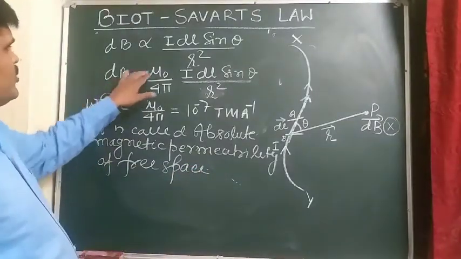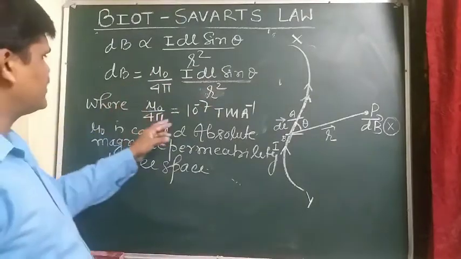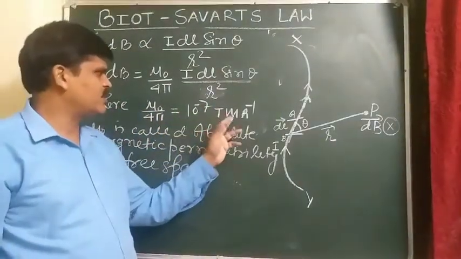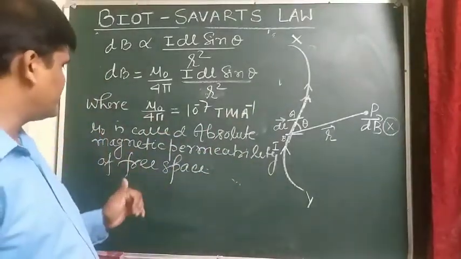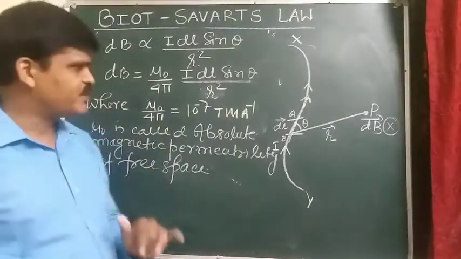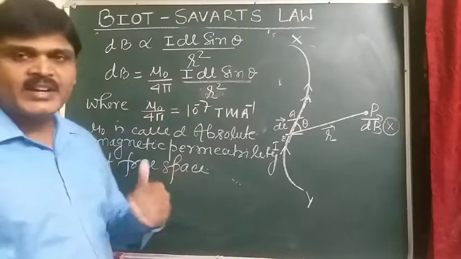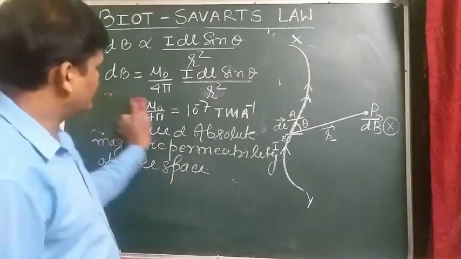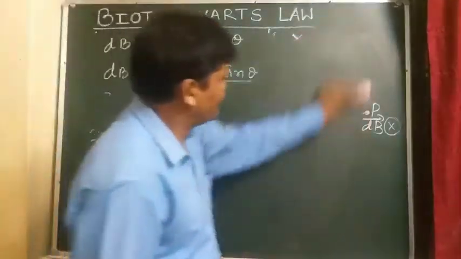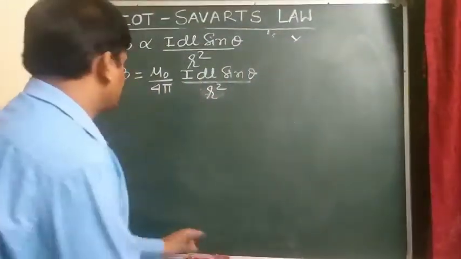So dB equal to mu naught by 4 pi I dl sin theta by r square, and the value of mu naught by 4 pi is 10 to the power minus 7 Tesla meter ampere inverse, and mu naught is the absolute magnetic permeability of free space. And student, now what is the vector form of Biot-Savart's law?